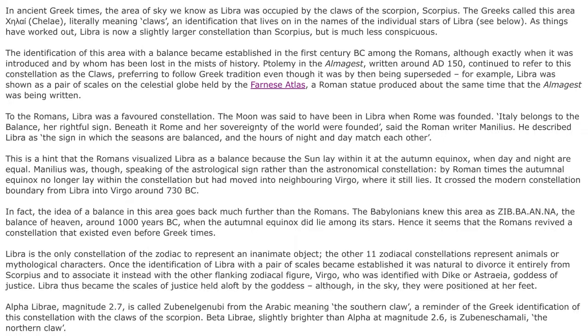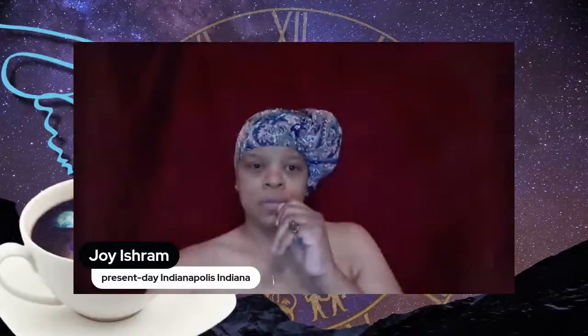Okay. Alpha Librae in Arabic means the southern claw, but we discussing Libra. In Arabic, this word means claw, southern claw, a reminder of the Greek identification of this constellation with the claws of the scorpion. The Greek identification. Beta Librae, slightly brighter than Alpha at magnitude 2.6, is Zubin Shamali, the northern claw. But these are the stars in regards to the Libra.